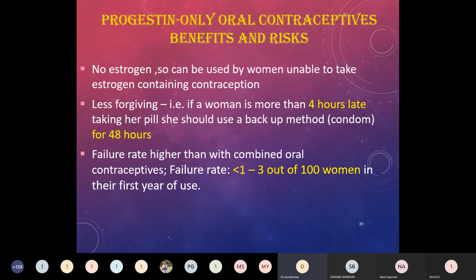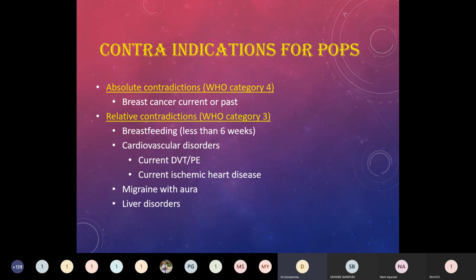The advantage is that it can be given to anybody who cannot take estrogen, but the risk is that it is not as effective and is less forgiving. If she forgets to take it for 4 hours, then she has to take additional protection for at least 48 hours. The failure rate is high. And contraindications for progesterone only pills are absolute.